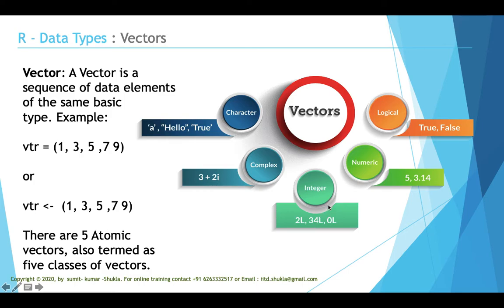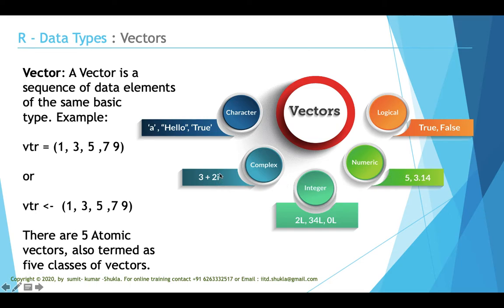When I am saying that something is an integer value, I will write it with an L. That L basically denotes that it is an integer. If I'm simply writing 5, it's not an integer. In R you can say it's a numeric type, not an integer type. If you're writing 5L, that is an integer type. But if you write just 5, that is a numeric character. If you write 3.14, that is a numeric data type right there.